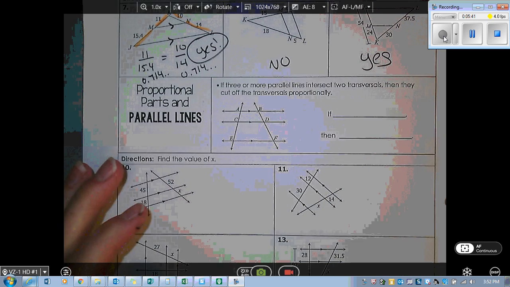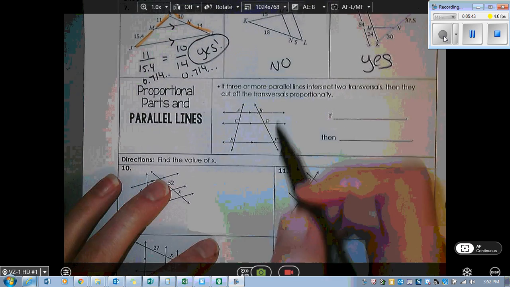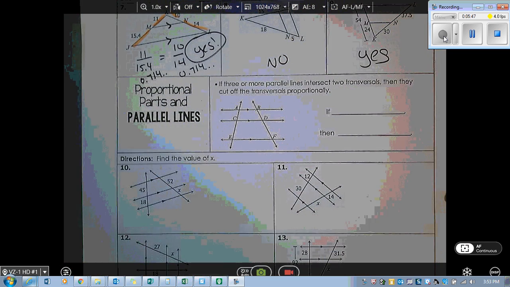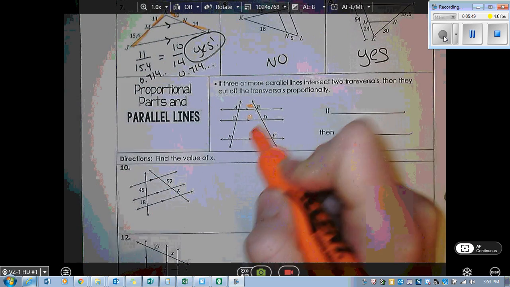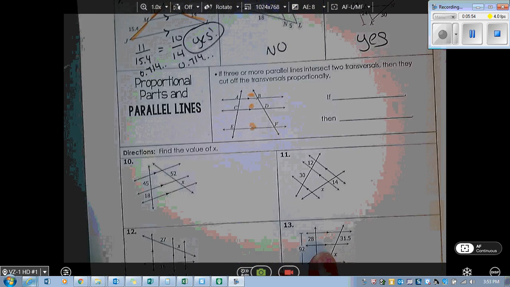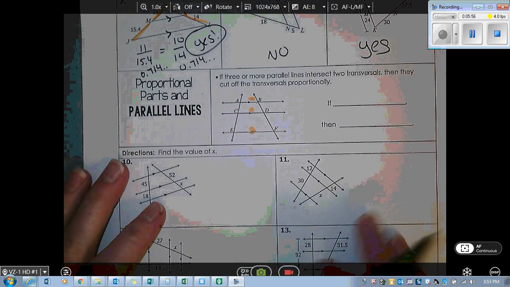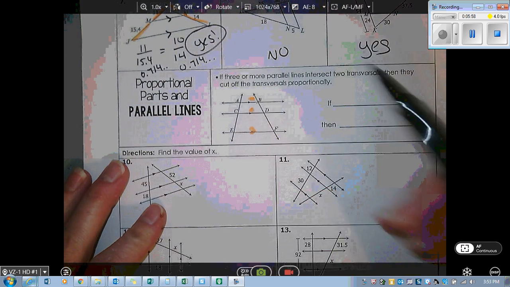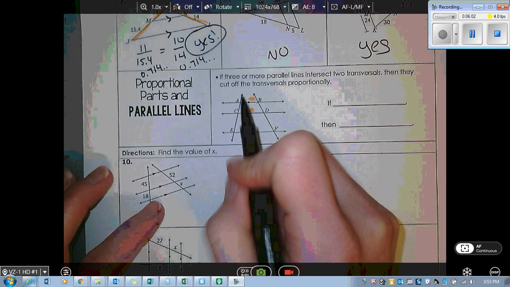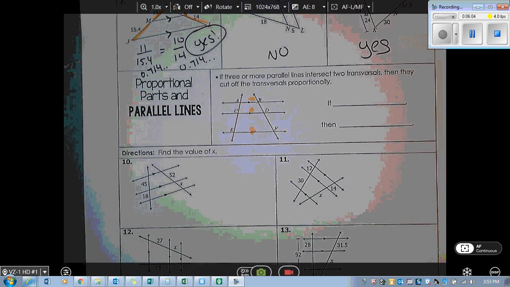So now we're going to look at proportional parts and parallel lines. So we see that we have 3 parallel lines here. We see that because of our arrows here that show us they're parallel. And it says if 3 or more parallel lines intersect 2 transversals, then they're going to cut off the transversals proportionally, right?